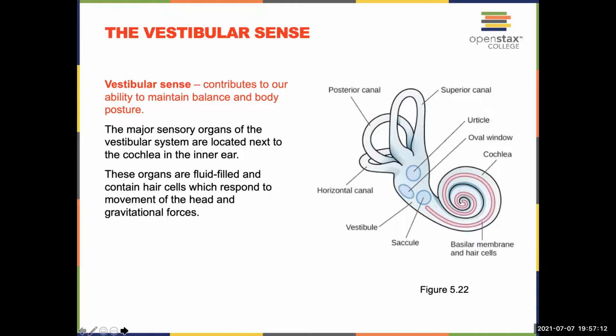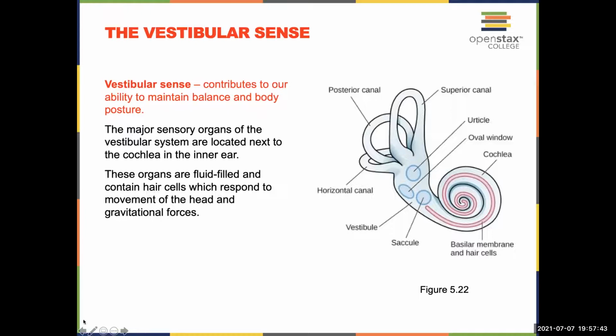All right. And next we moved to the vestibular sense, which is how we maintain our balance, right? And the major sensory organs of the vestibular system are located next to the cochlea. So here's the cochlea here. But it is also the fluid that's in the vestibular sensory organ.